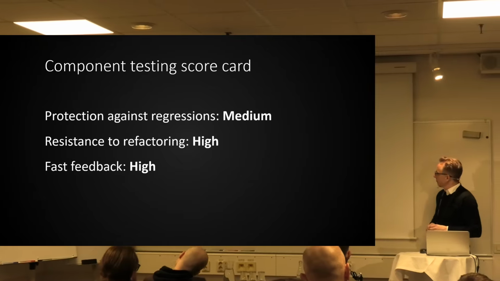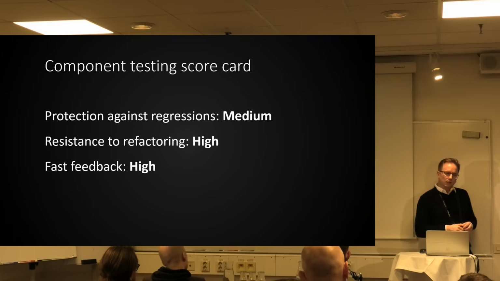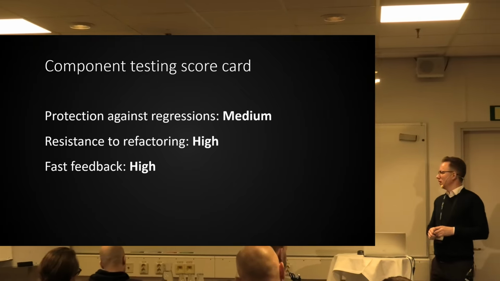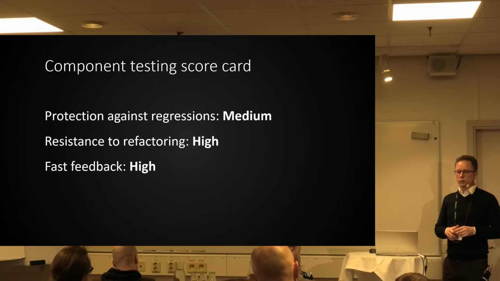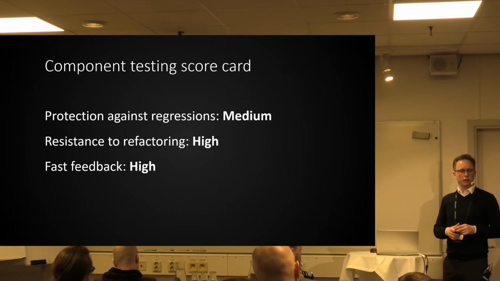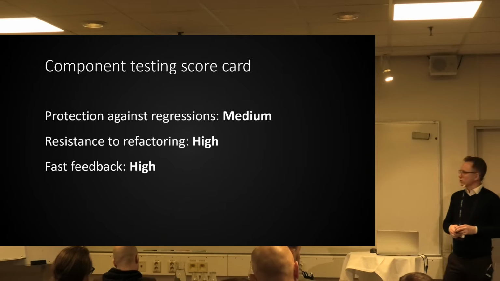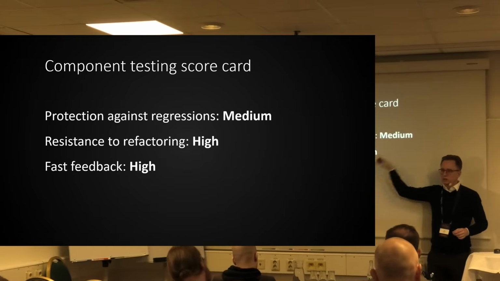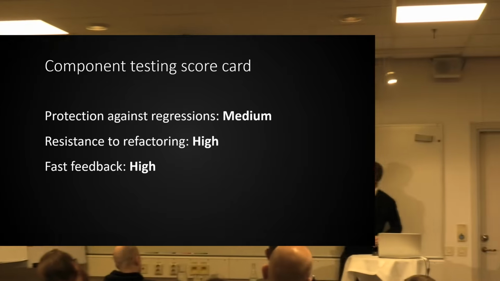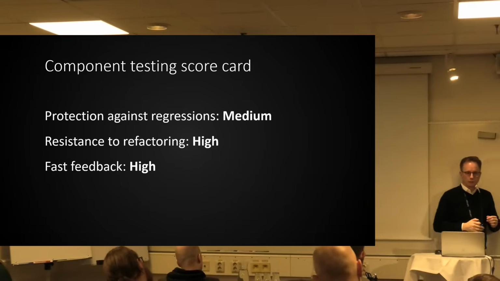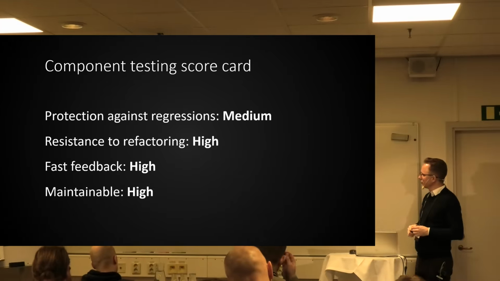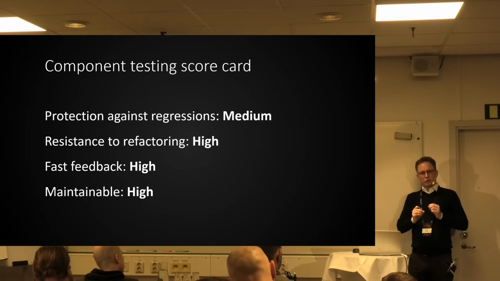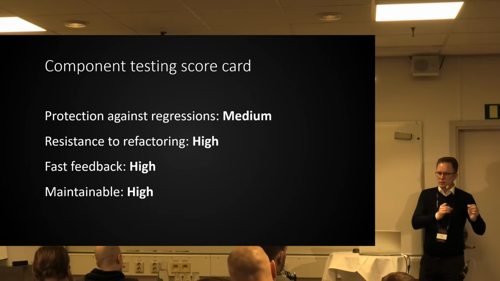Fast feedback, that's definitely a high compared to what Playwright is offering, because we can literally run 200, 300, maybe 1,000 tests while one Playwright test is completing. So these two are typically a bit at odds with each other, resistance to regressions and fast feedback.